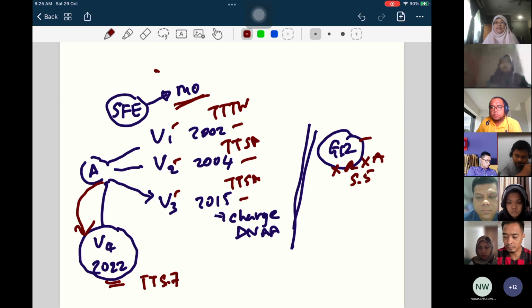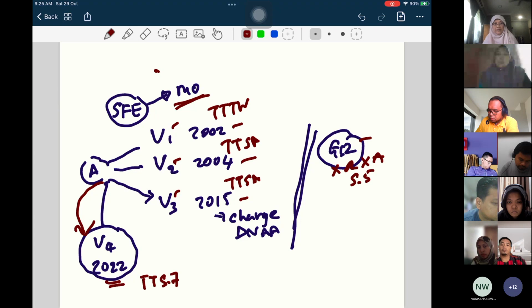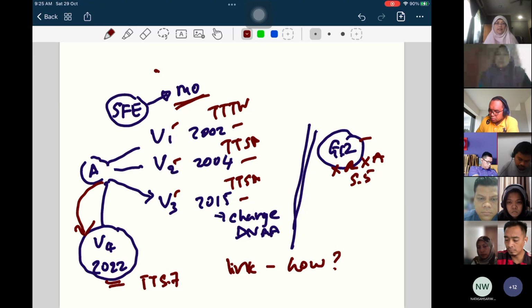So dia tak ada kaitan dengan character evidence. You get the picture? Dia tak ada kaitan dengan disposition ataupun reputation of the accused person sebab dia deals dengan modus operandi how he commit the crime. And that is where the link is. Yeah, the link will be how is the crime is committed. Get the picture?